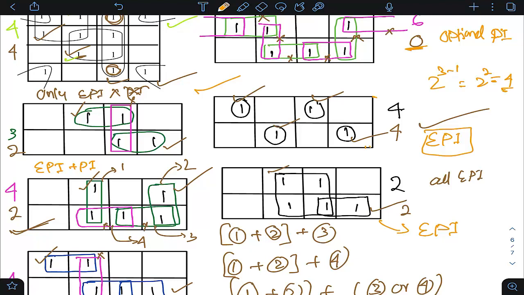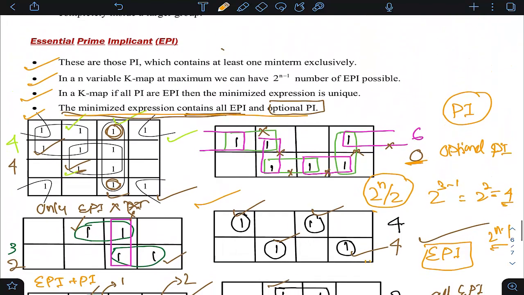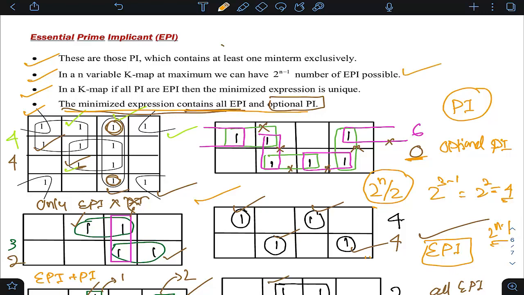There is another way to prove this also, but from this example you can understand. In any particular K-map, if I am selecting the groups in a diagonal pattern, you will have the maximum number of groupings and all the groupings will be EPI. And when you are selecting the diagonal pattern, you are always covering half of the cells. So the total number of cells is 2 raised to power n, half of this will be 2 raised to power n by 2, which is 2 raised to power n minus 1. So in a K-map, we can have at max 2 raised to power n minus 1 number of EPIs.